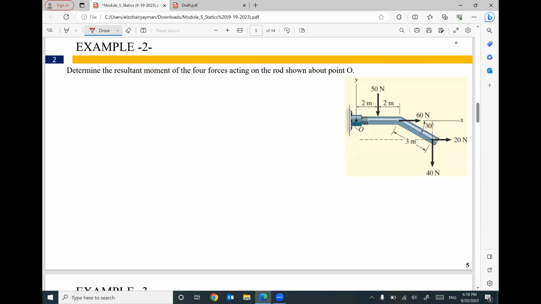This example. We are given this beam with many forces: 50 Newton, 60 Newton, 40 Newton. And I would like to get the resultant moment for these three forces, or I'm sorry, I forgot 20. For these four forces about point O, what is the value of the resultant moment of these forces about point O? Moment resultant about O equals summation of each force times its distance.